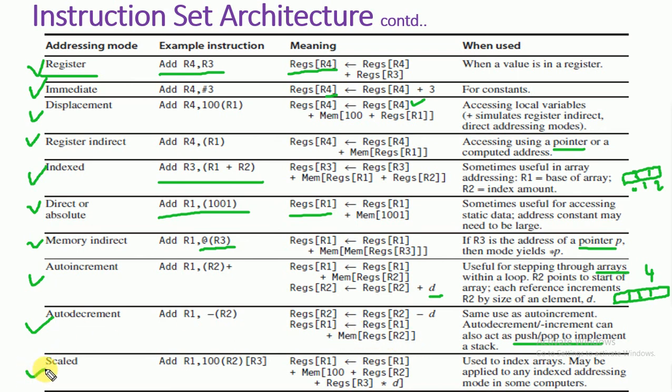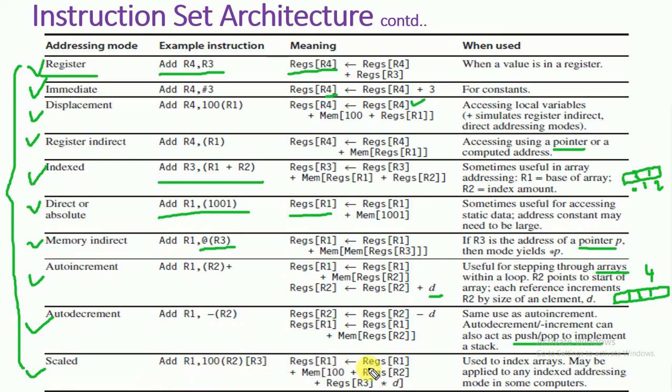Then finally we have a scaled index that I was mentioning in the previous 80x86 architecture. Add R1 comma 100 R2 R3. It's a different operation. Just have a look at this. I don't know whether we can remember all these things, but just for understanding the various categories of addressing modes. Most systems use the first 4 or 5 addressing modes. Other addressing modes are also available with several processors.